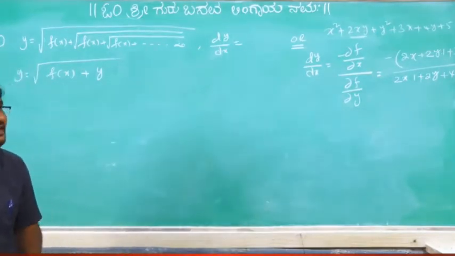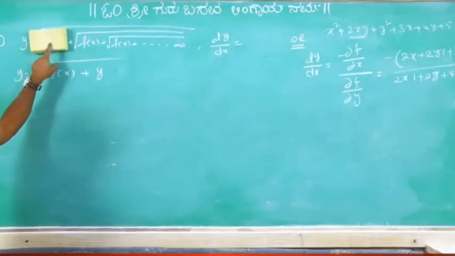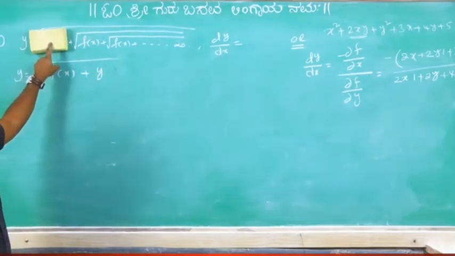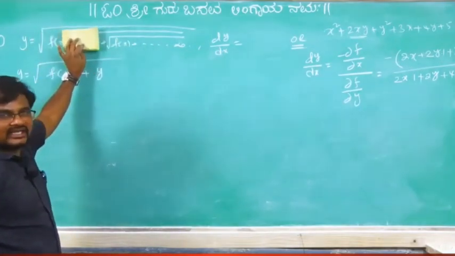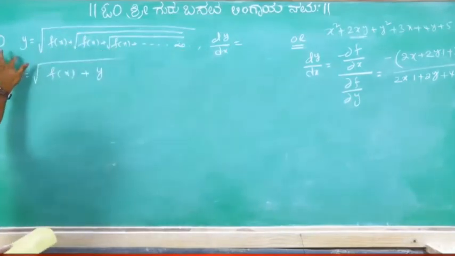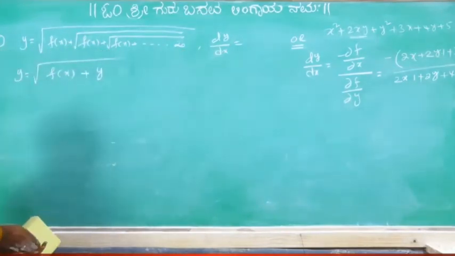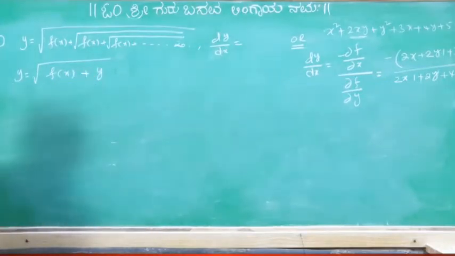Because here see, this one is also approaching infinity only, and it is also approaching infinity only. So from here we will take it as y. So now squaring on both the sides. If you identify this one, then easily you will get the answer.